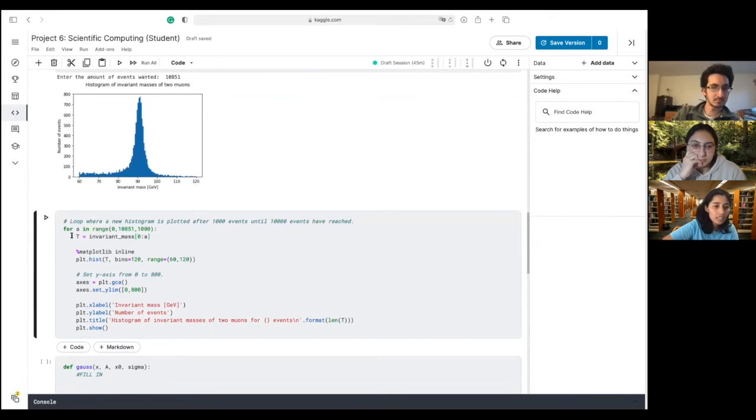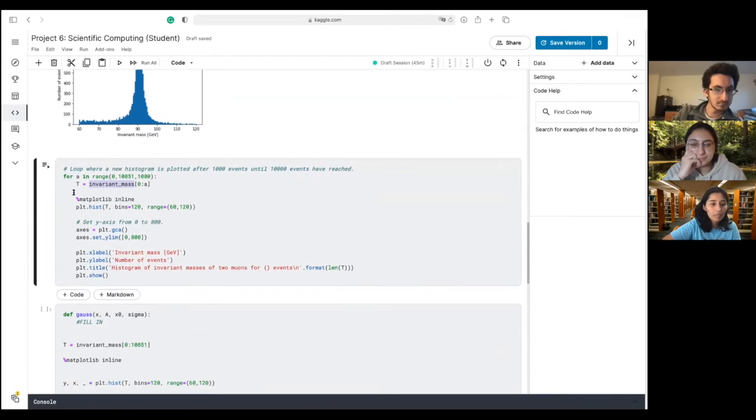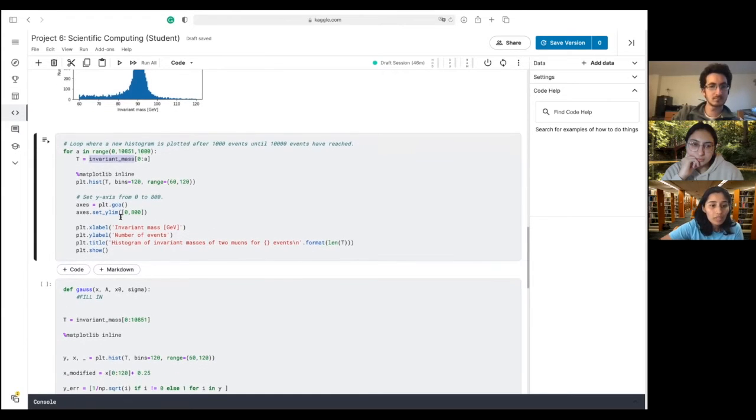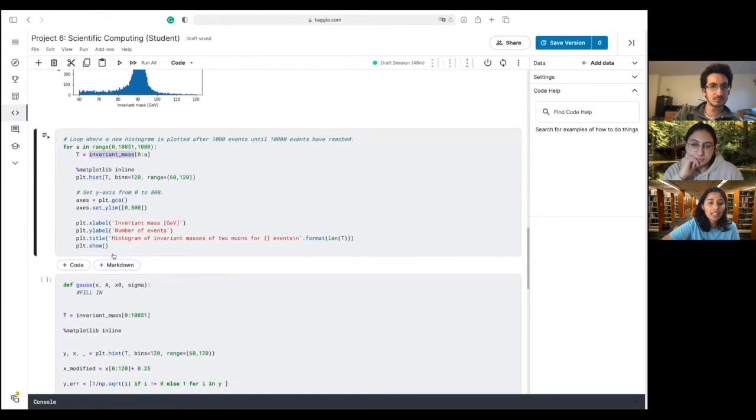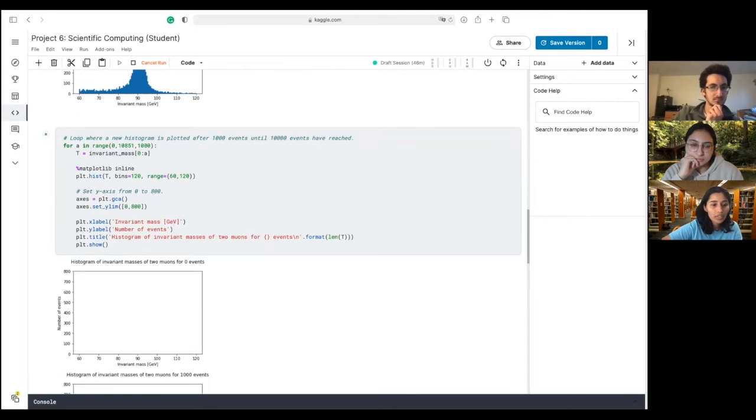So we fill this in. T gets the invariant mass from the amount that we've given. In the first iteration it will be 1,000, and then 2,000, and so on and so forth. For each of these ranges, we plot the histogram again, binned in 120 from the range 16 to 120, as I explained. Then we again set the axis and the labels. So let's see how the histogram changes with each of these iterations.